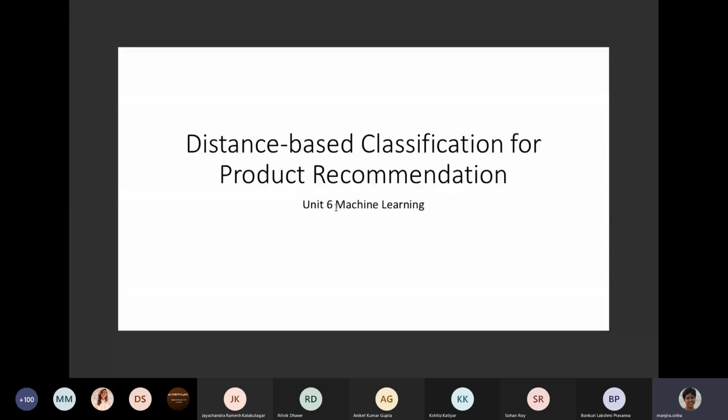Okay, so today we will start with distance-based classification for product recommendation, and we will learn about the K nearest neighbor classification.